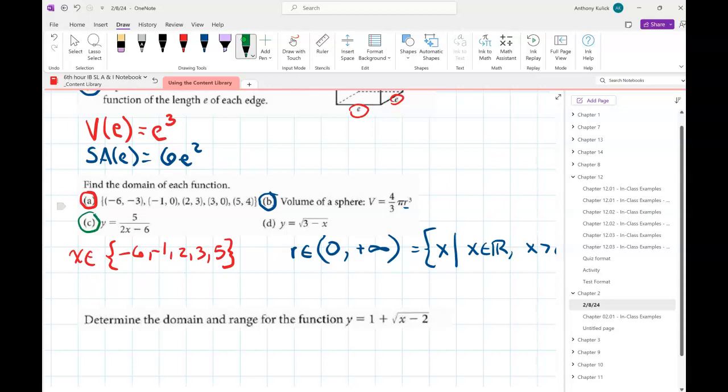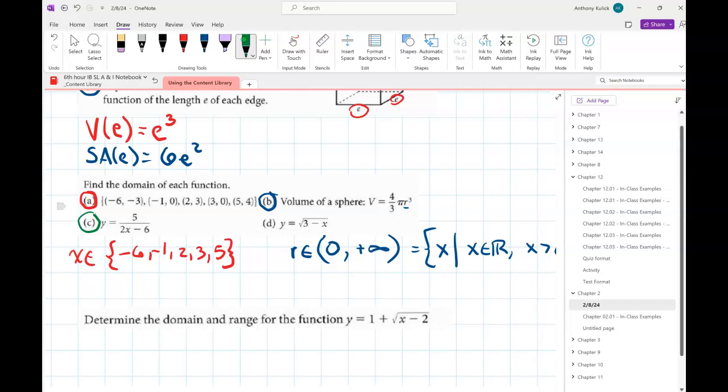All right. Here's the next one. We have an equation, right? My goal when I get an equation is to think about the operations involved. What operations are involved in this equation? y equals 5 over 2x minus 6. I see division, good. What else? Subtraction and multiplication. So let's go through these operations one at a time.